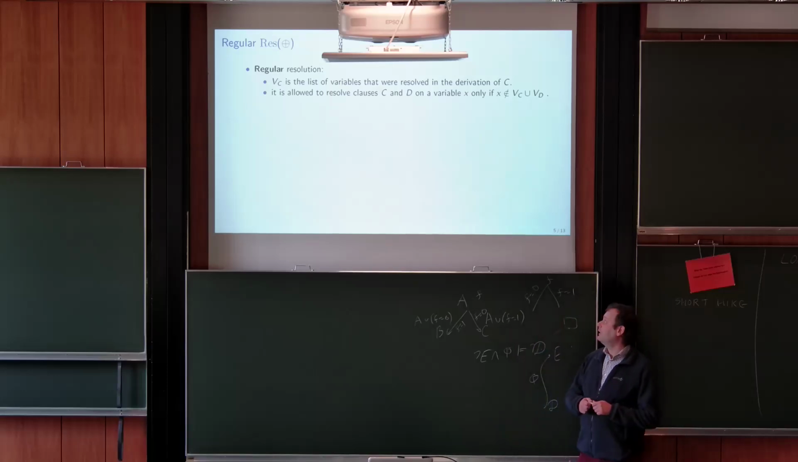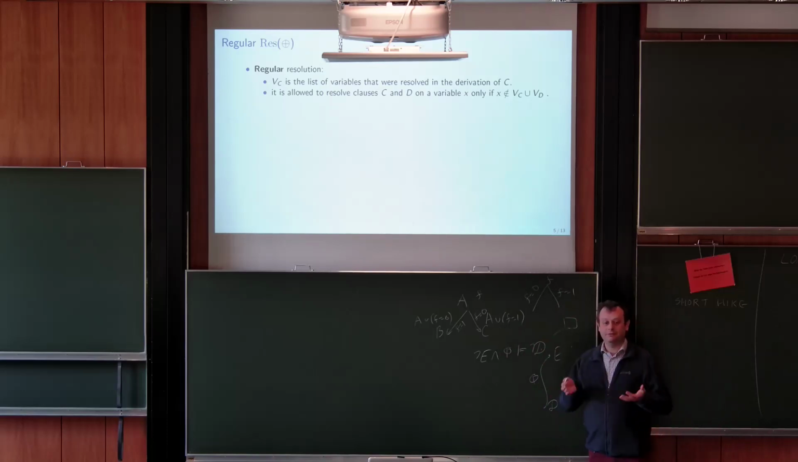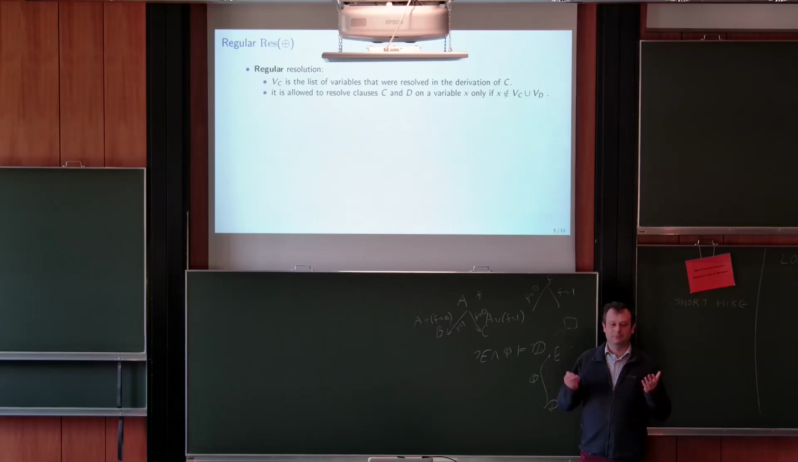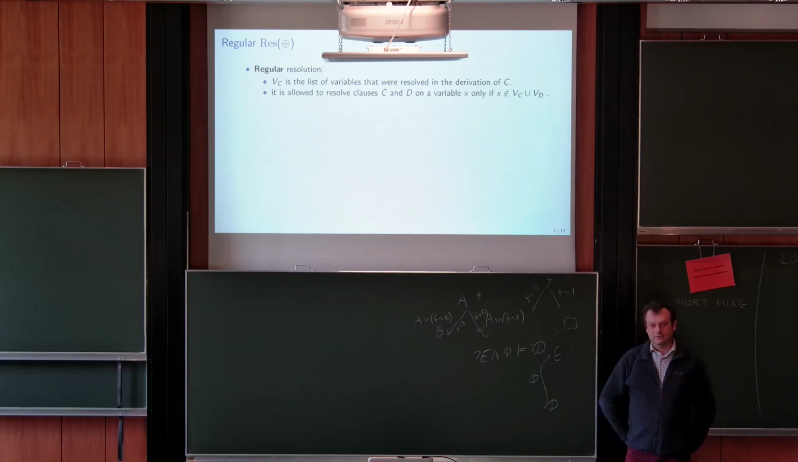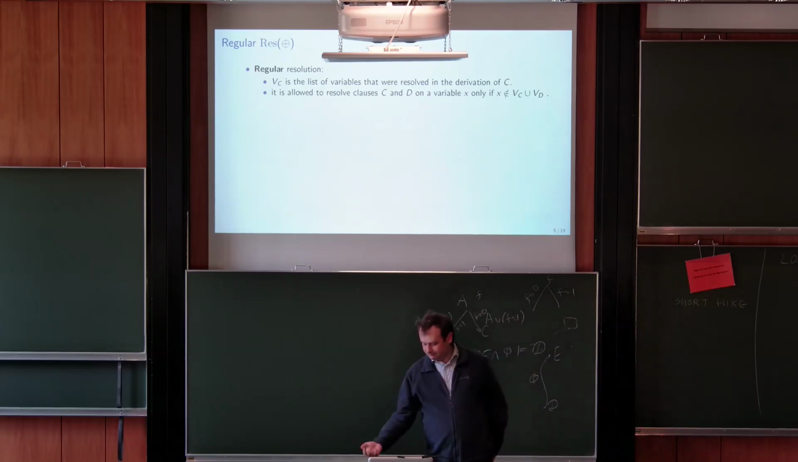First of all, we start with just regular resolution. I recall it. For regular resolution, for every clause we also store the set of variables that were used in the resolution rule in order to derive this clause. And it is allowed to apply the resolution rule on variable x only if this variable does not belong to the union of the variable sets of these clauses. And we essentially naturally extend this to resolution of parity.